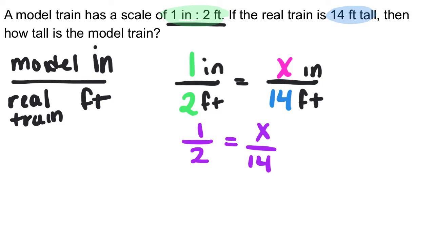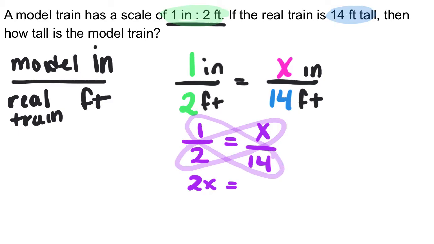So if I cross multiply, I get 2 times x, which gives me 2x is equal to 1 times 14, which is equal to 14. And then when I finish solving, I get x is equal to 7. Now I can see from above that the units of the unknown is inches, so my answer is 7 inches.